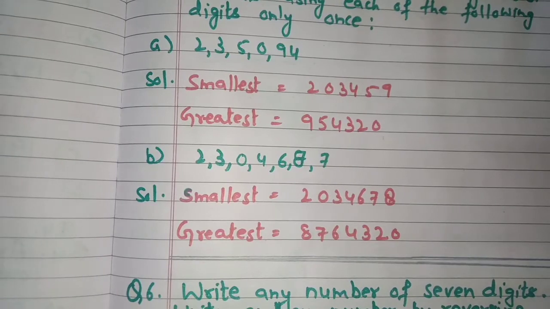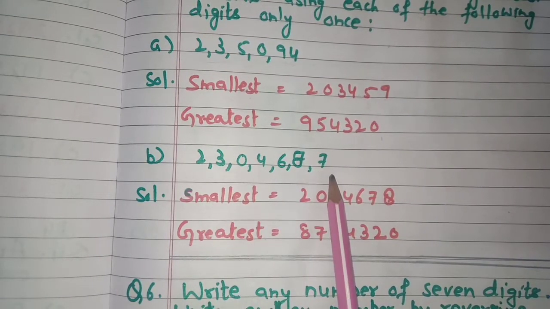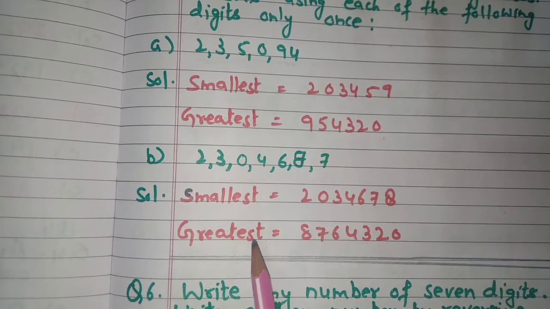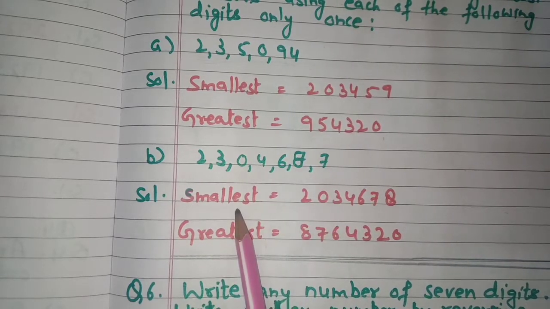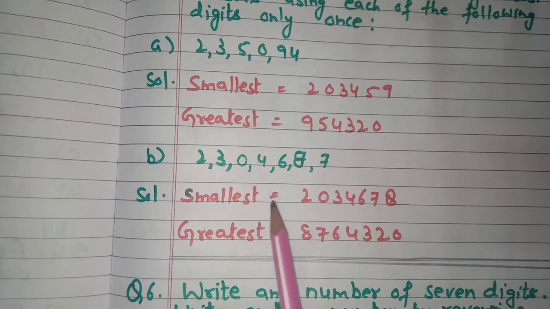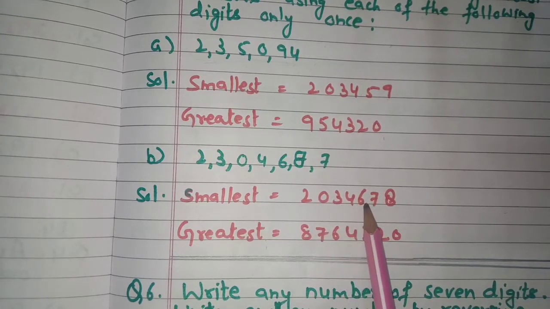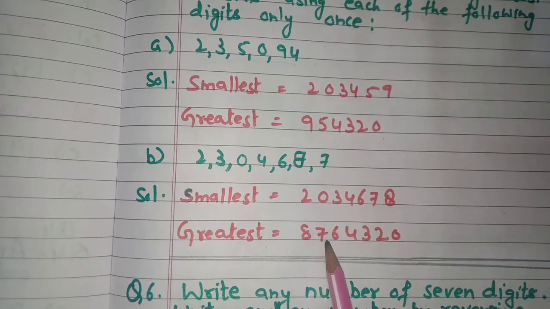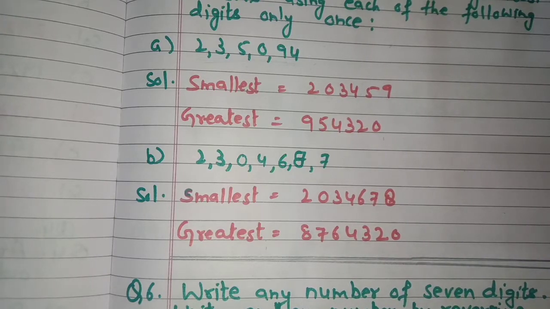Now next one is 2304687. We have to arrange these digits to form a smallest and a greatest number. Again the method will be same. Arrange these numbers in ascending order for writing the smallest number, but 0 will not come first. 0 will come at the second place. So 2034678. This is the smallest number and the greatest is 8764320. Fine. So this is how you can frame the greatest and the smallest numbers.